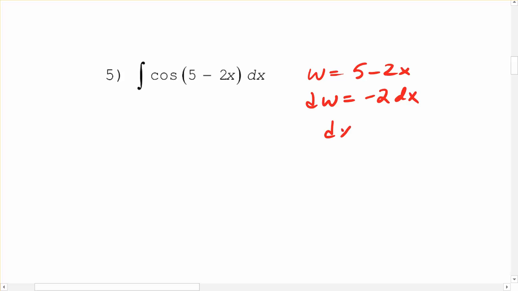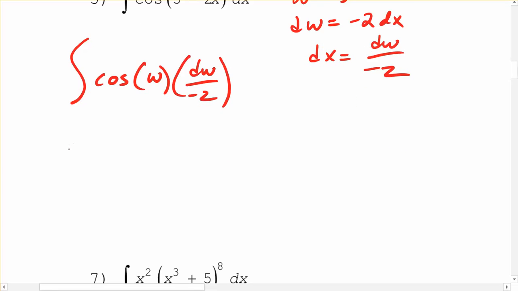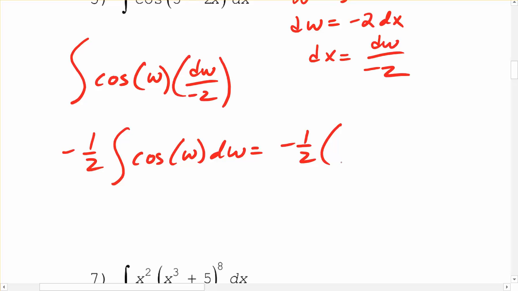Okay, so what does dx equal? dw over negative 2. So we've done this. We did this a bunch before. Now we substitute. So it's going to be the integral of cosine of what? Times dw over negative 2. What can we factor out to the front? Negative 1 over 2. So, what's the integral of cosine, everybody? So you have negative 1/2 times... What's the derivative of cosine is? Lindsay, you said it. Negative sine of w, right?